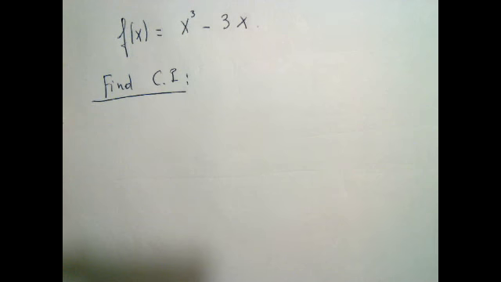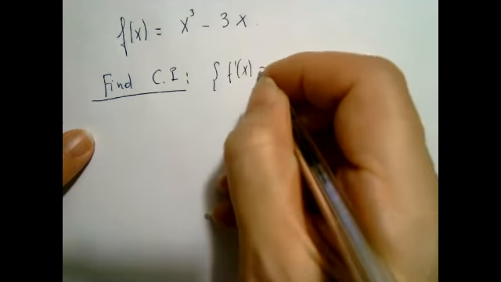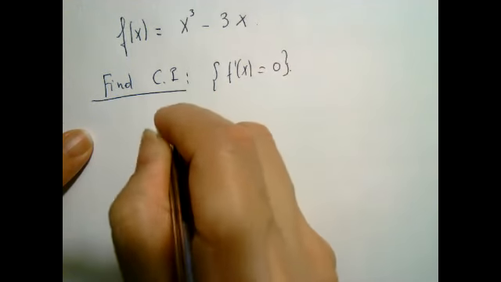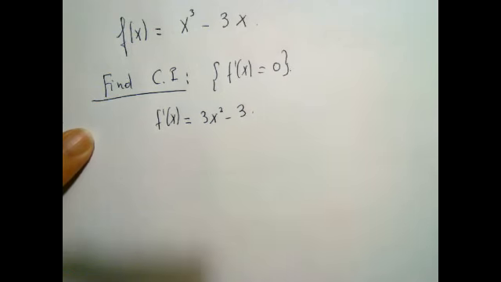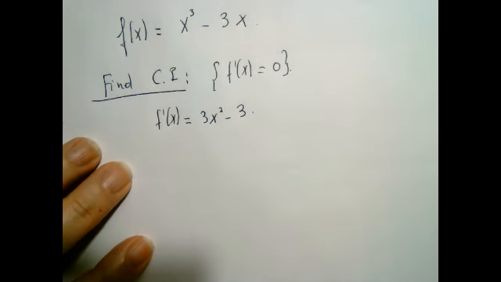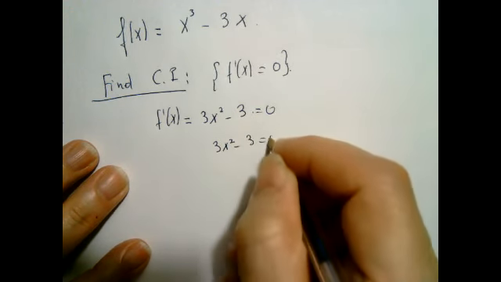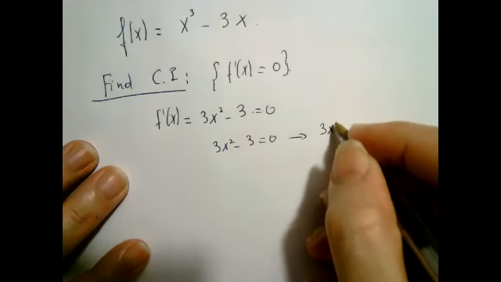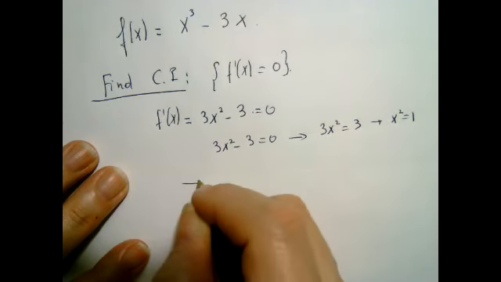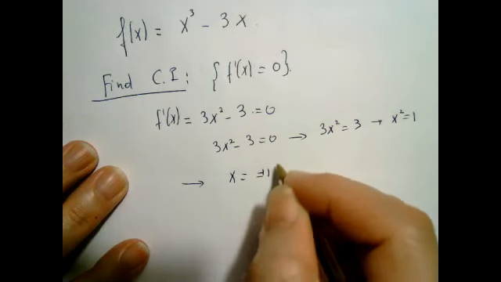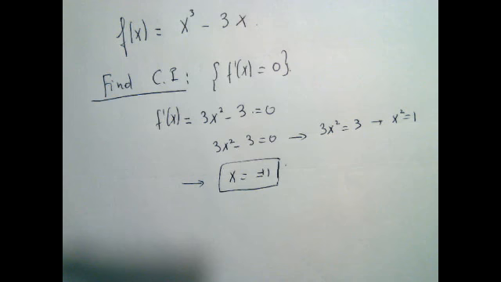Okay, let's find the critical points here. A critical point means when the derivative is equal to 0. So f prime of x equals 3x squared minus 3. So this is equal to 0, meaning 3x squared minus 3 equals 0. That's a simple one. 3x squared equals 3, x squared equals 1, which means x equals plus or minus 1. Okay, so those are the critical points.